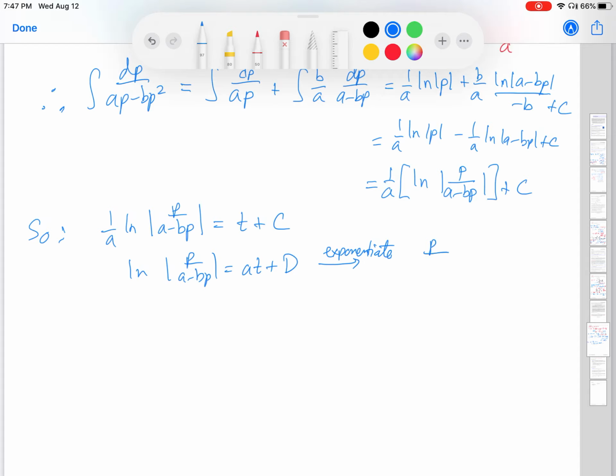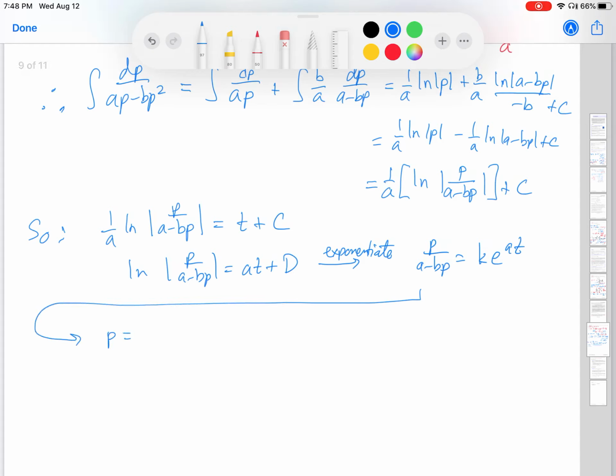So I will have p over a minus bp equals k e to the at. So I've done our usual thing here. When I exponentiate e to the d, I've called that k, just to not have so many constants floating around. They're exponentiated and multiplied. Okay, and then at this point, we want to do some algebra to solve for p.